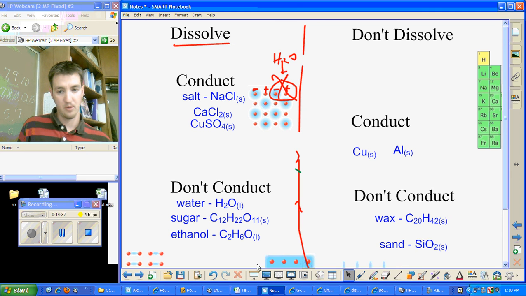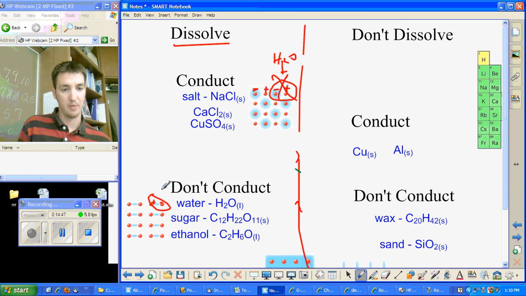The other ones that dissolved were these. So that would be like sugar and water. So a water molecule, this one's a little bit more positive, that one's a little bit more negative. A water molecule will be able to break that off and then surround each of these. So this guy is able to separate out and float around wherever he wants to.